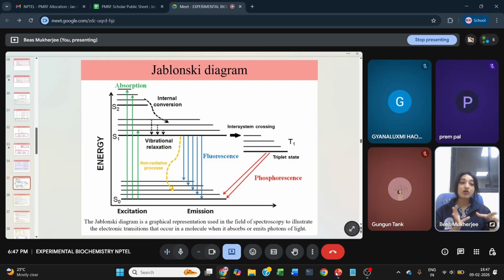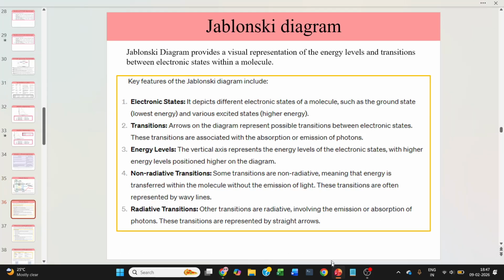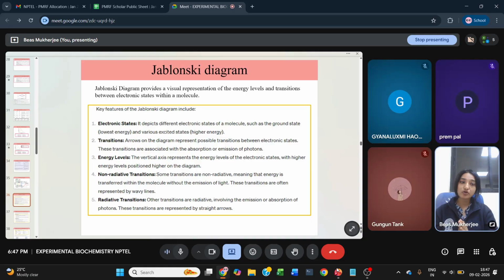Okay. So now these are all very natural biological phenomena. You will see that in a lot of deep water fish and these deep water creatures, they have these bioluminescence properties. Okay, so often these are phosphorescent. Now see what is happening. The Jablonski diagram is a graphical representation in the field of spectroscopy to illustrate the electronic transitions that occur in a molecule when it absorbs or emits photons of light. Now we will talk about all of these in detail, okay, in the upcoming slides. So we'll start with the Jablonski diagram.